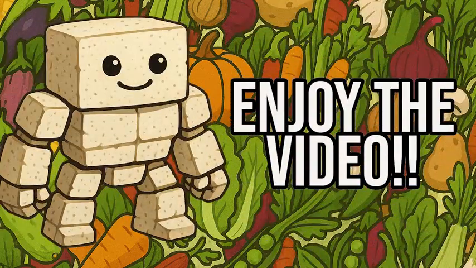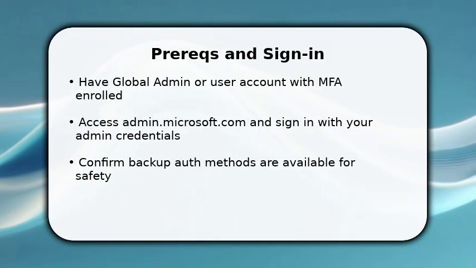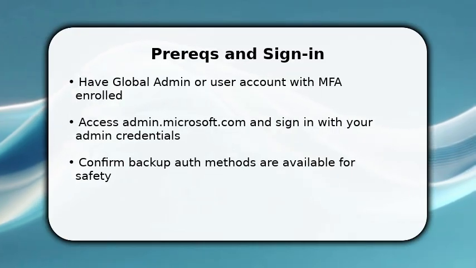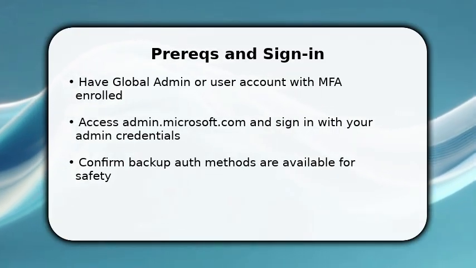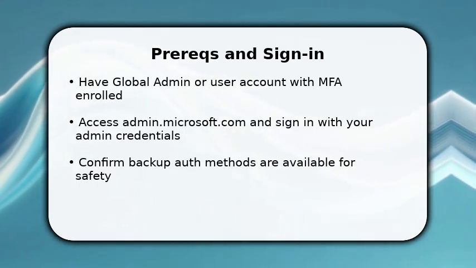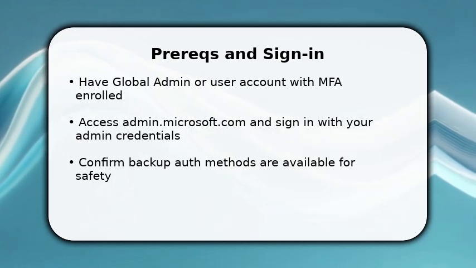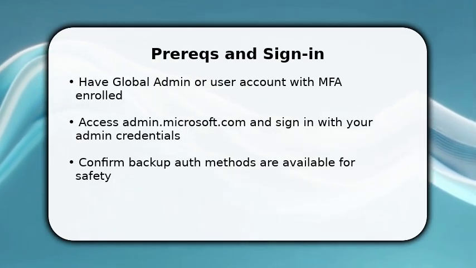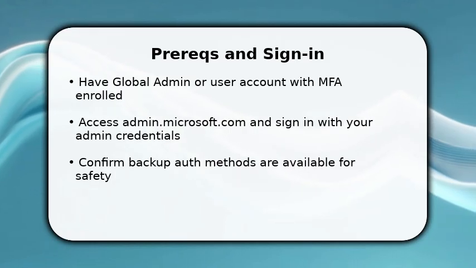Please enjoy the video. You start by signing into admin.microsoft.com with an account that has global administrator rights. This is required to control tenant-wide MFA. Once signed in, make sure the account's authentication methods are accessible. If you lose access, you'll need backups.